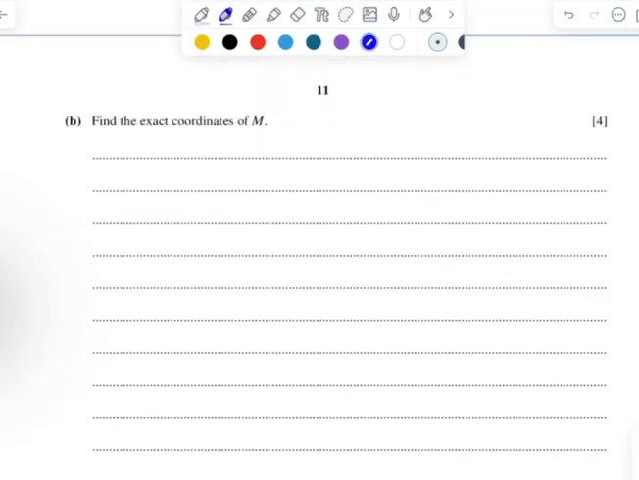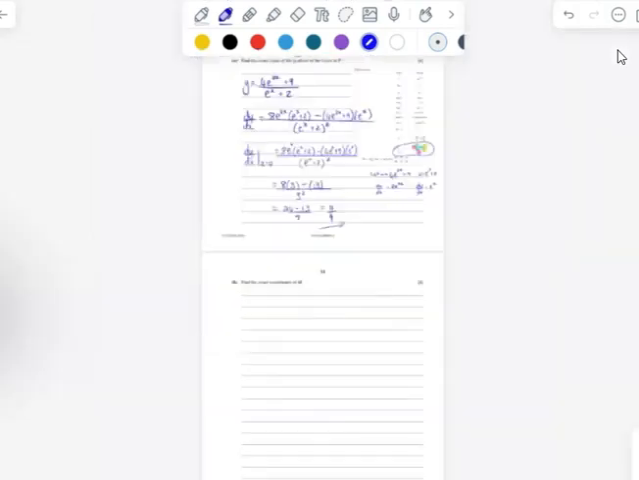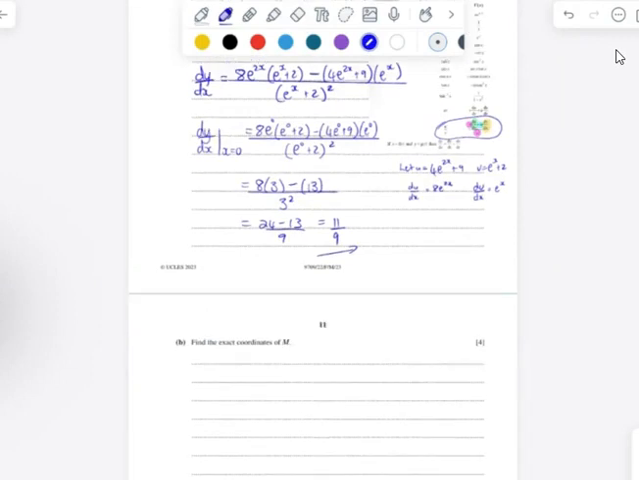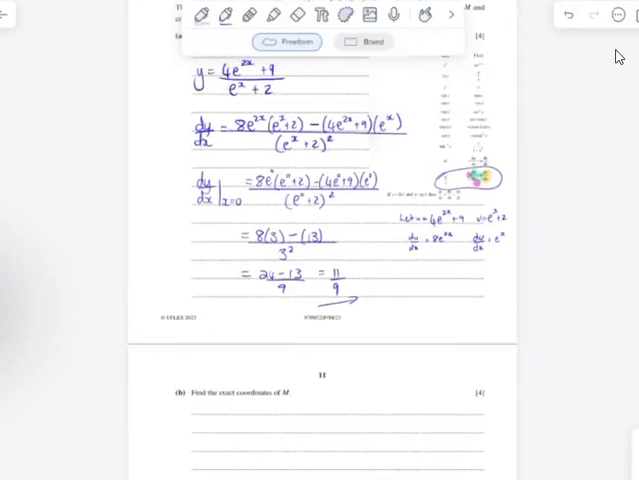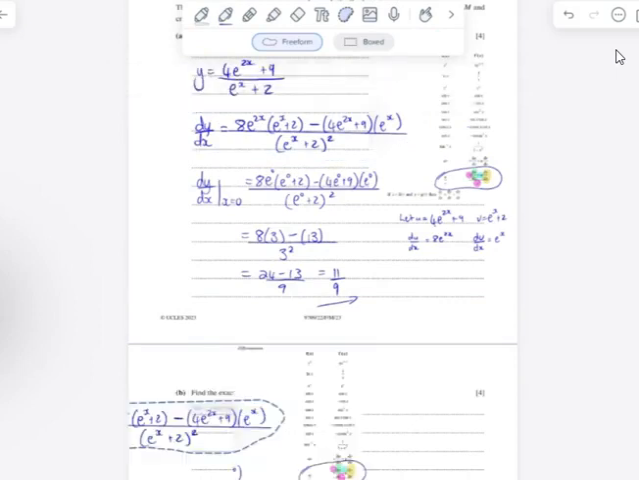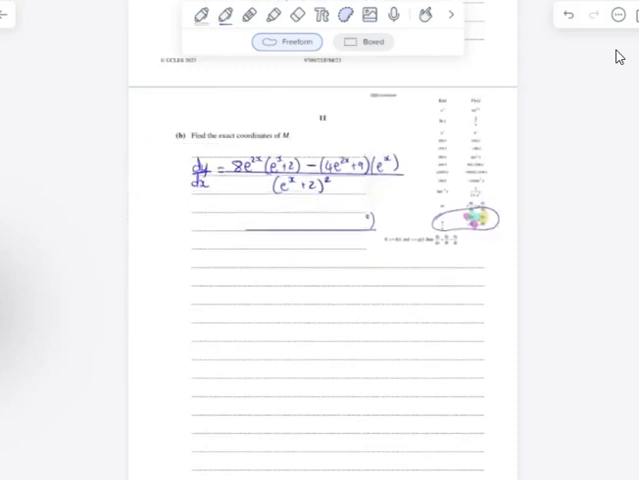All right. Next question, find the exact coordinates of M. Okay, so we know M is where there's a turning point. It doesn't really matter if it's a minimum or maximum. In this graph, there's only one, but we basically need dy dx is equal to 0. Okay, so I'm going to just take this entire part here, and I haven't even simplified it, so it might have been better to do that previously. But it's okay, let's just take this.